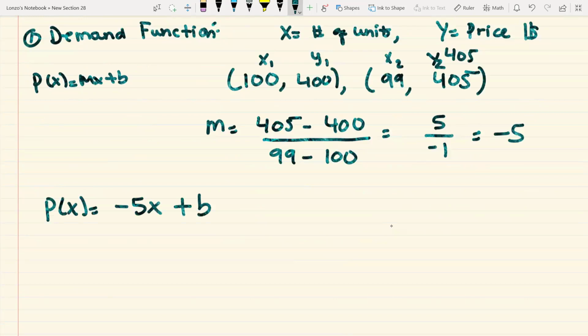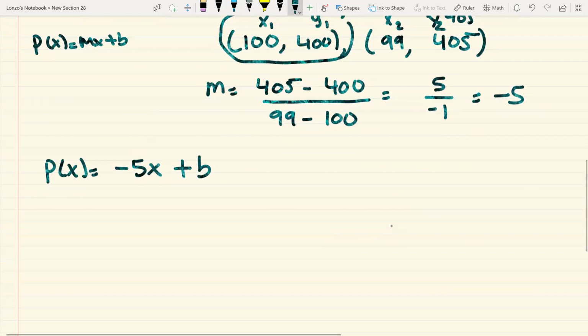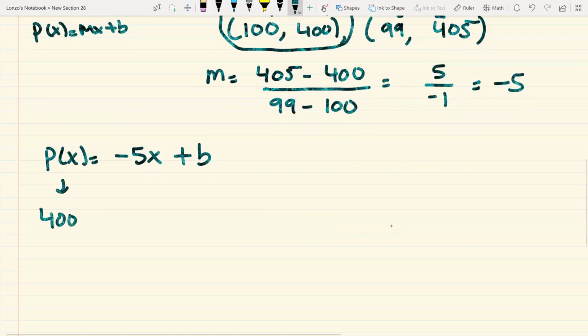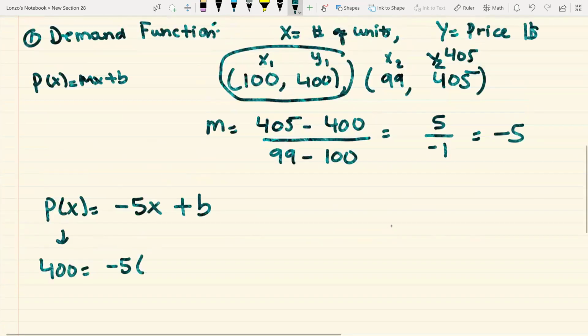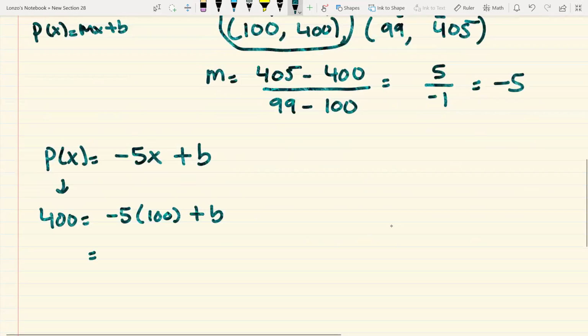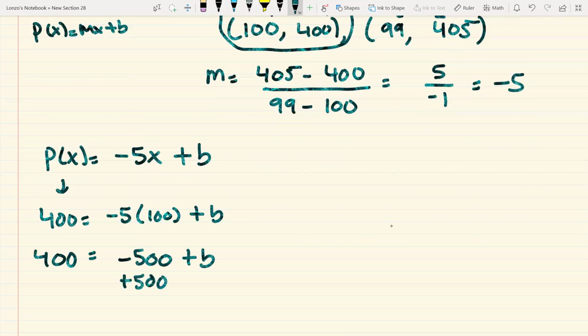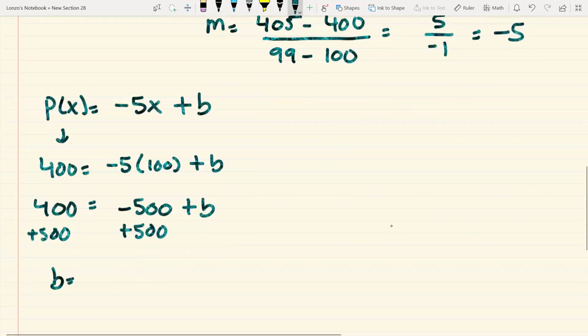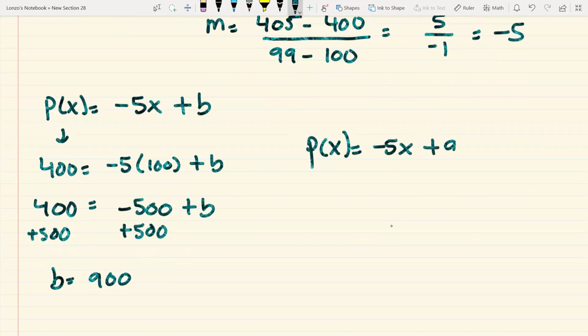Now to find my b, I'm going to pick a point. I'm just going to pick this point. You can use the other one, you'll get the same result. I'm going to replace p of x with 400 and my x with 100. So this would be negative 500. Solve for b, so I'm going to add 500, and my b value is 900. So your demand function is p of x equals negative 5x plus 900.